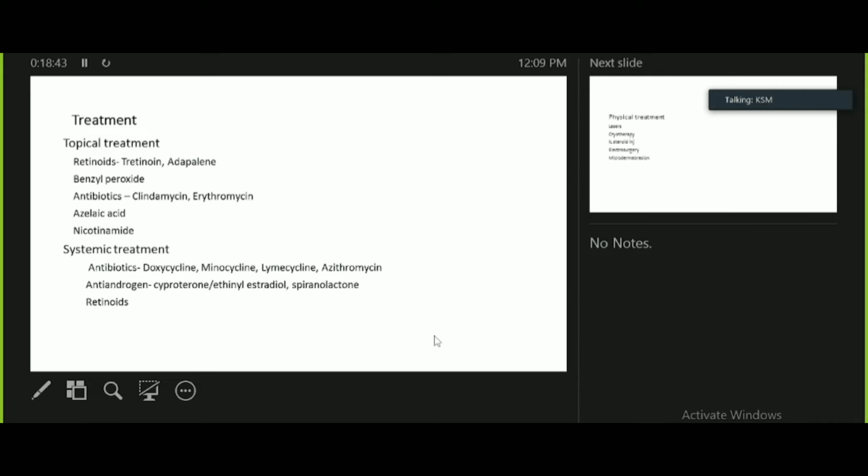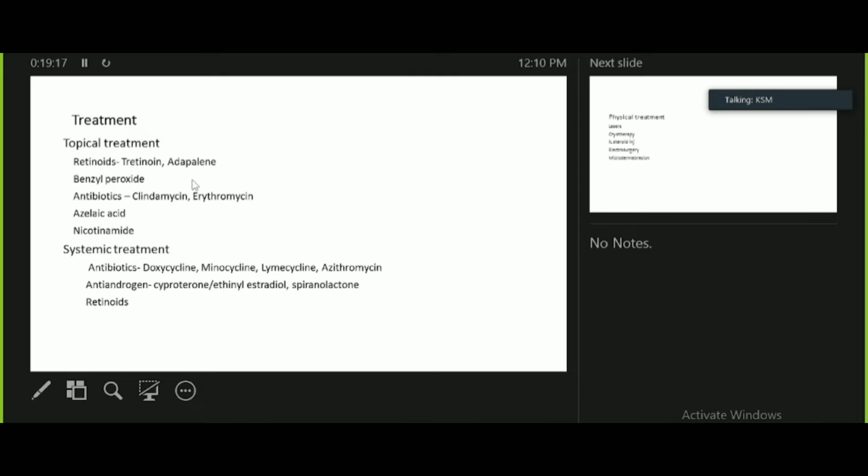The treatment options, there are topical treatment and systemic treatment, and also physical treatment modalities. The topical treatments include retinoids. There are different classes of retinoids, from tretinoin to adapalene. Benzoyl peroxides are widely used. Antibiotics, especially clindamycin and erythromycins, are used as topical treatment. Azelaic acid and nicotinamide also help.